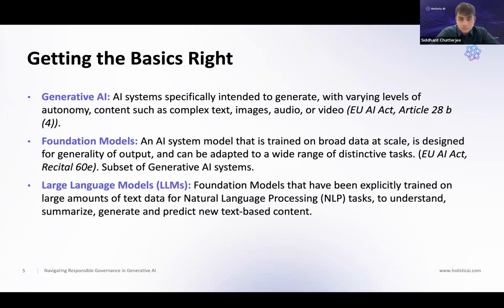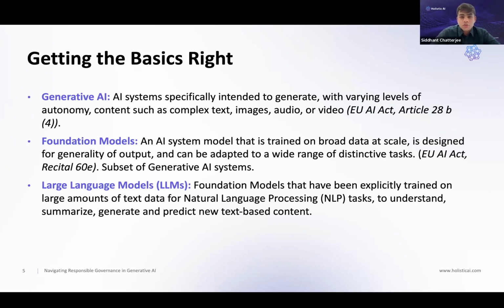Foundation models, or frontier models, as the UK calls it, are a subset of Gen AI models that, according to recital 60 of the EU AI Act, are models that are trained on broad data at scale for generality of output. This, therefore, enables them to carry out a wide variety of downstream tasks. And also, as the name suggests, these models really form the foundation for the development of more sophisticated models, which can have innumerable applications from healthcare to commerce to biotechnology and even climate change.